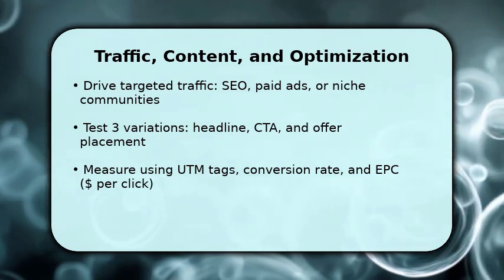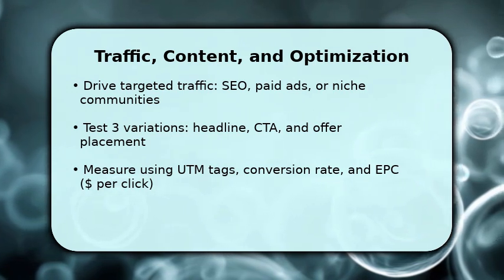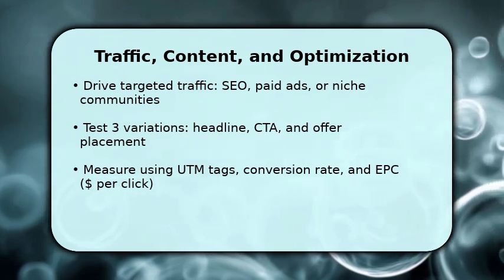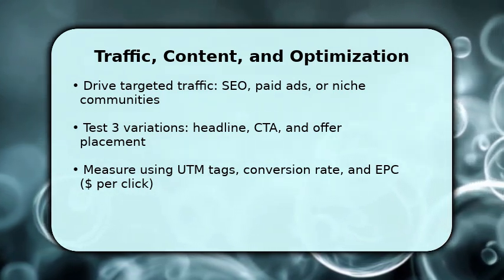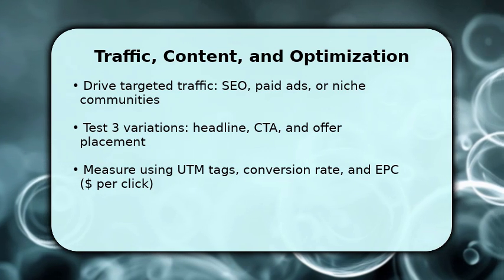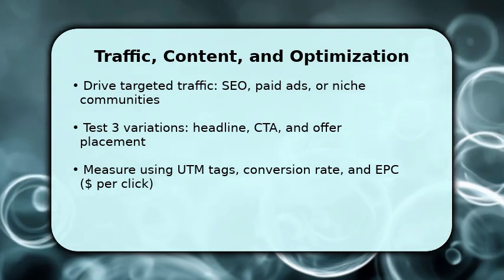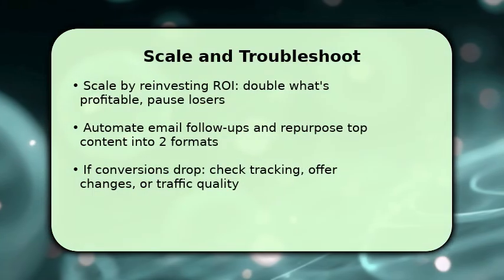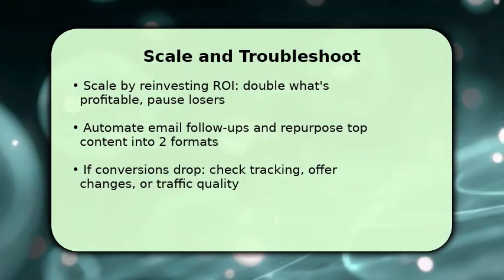Analyze results with UTMs and conversion metrics to know what moves revenue. Make incremental changes to landing copy or creative. This process turns raw clicks into predictable affiliate commissions. Finish by scaling what works and hardening the system.